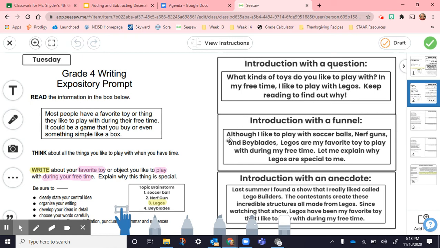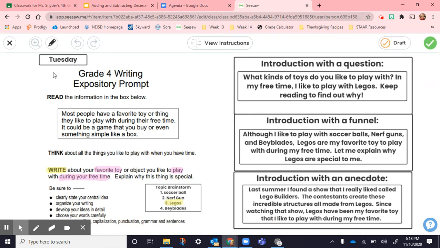So here it says, although I like to play with soccer balls, Nerf guns, and Beyblades, Legos are my favorite toy to play with during my free time. Let me explain why Legos are special to me. The next one is an introduction with the anecdote. It says, last summer I found a show that I really liked called Lego Builders. The contestants create these incredible structures all made from Legos. Since watching that show, Legos have been my favorite toy that I like to play with during my free time.